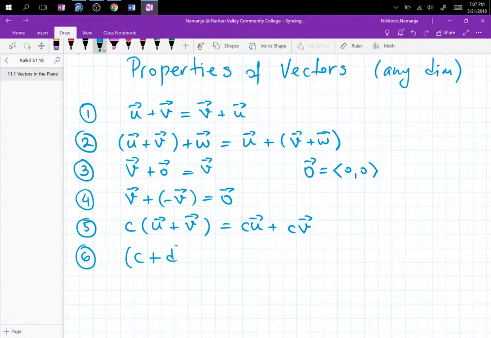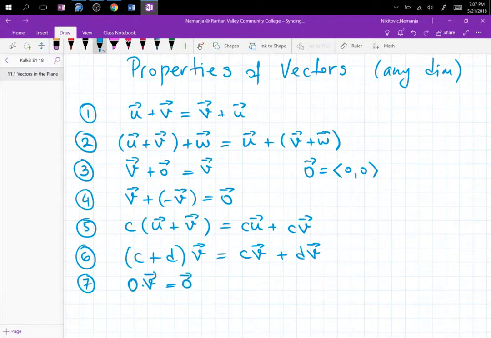We can also distribute constants. Vector to constants. If you multiply 0 times vector v, you will get a 0 vector. Let me write this in blood. 0 is not the same as the 0 vector. So make sure you know that.